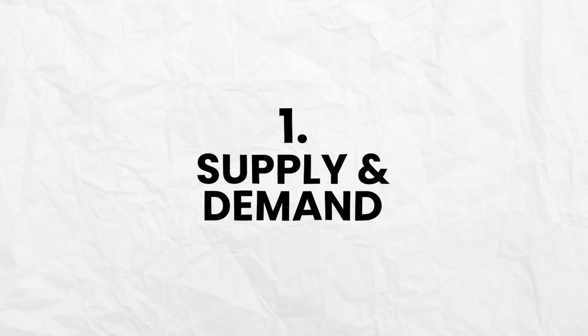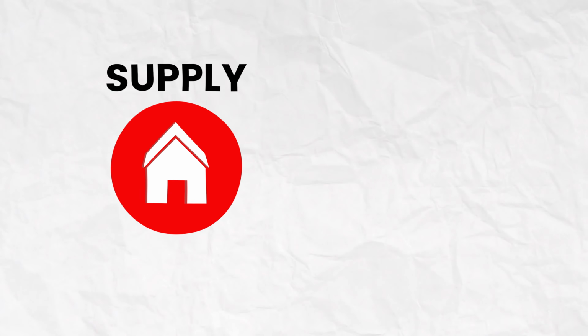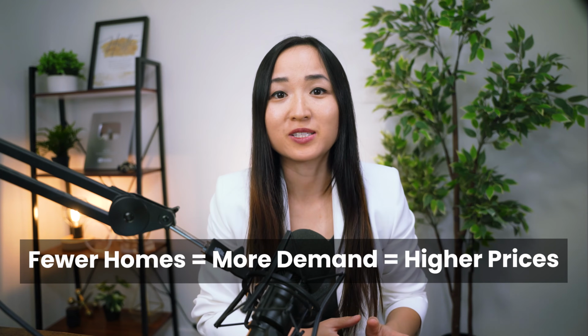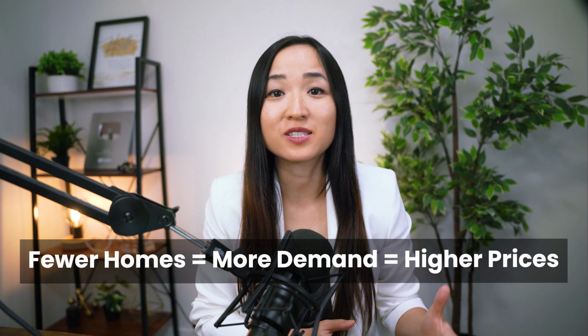So the first thing you want to consider is supply and demand. Ideally, you want the supply of rental properties to be low and the demand to be high. If there are fewer rental properties and more renters needing homes, prices are going to go up because demand is high. This makes the area a desirable place to invest.